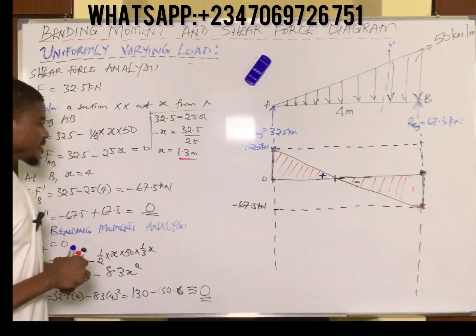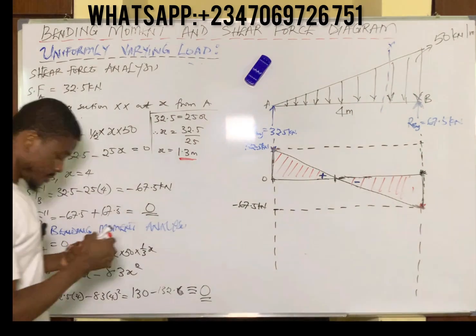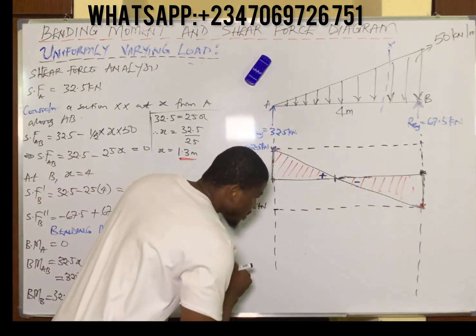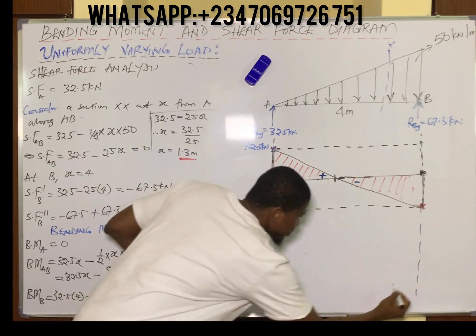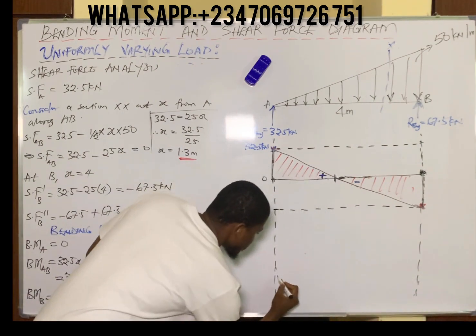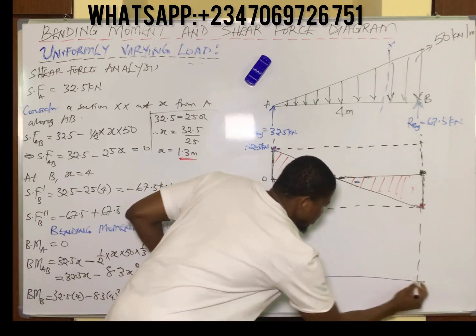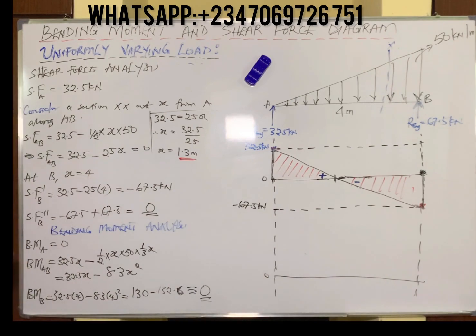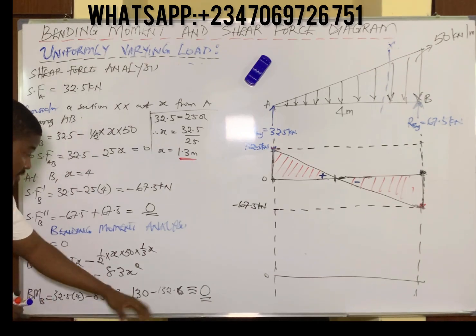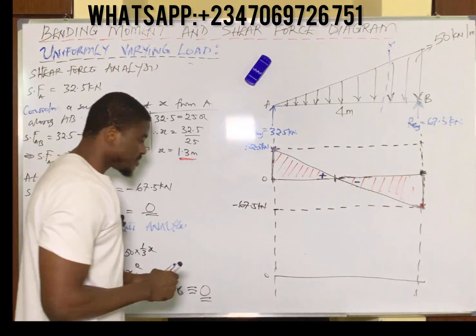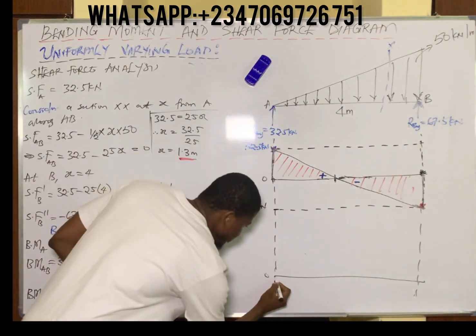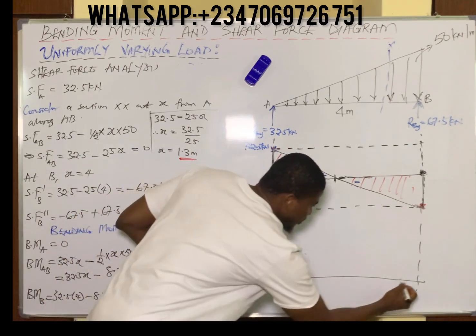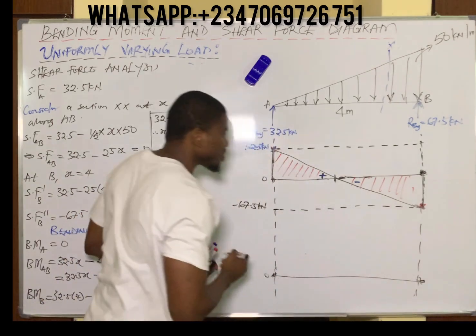Next is to draw the bending moment diagram. Let's trace this down, so you draw another origin. This is the origin line 0. Our bending moment values are still 0. Moment at point A is 0. Bending moment at point B is also 0. So you simply plot your graph.